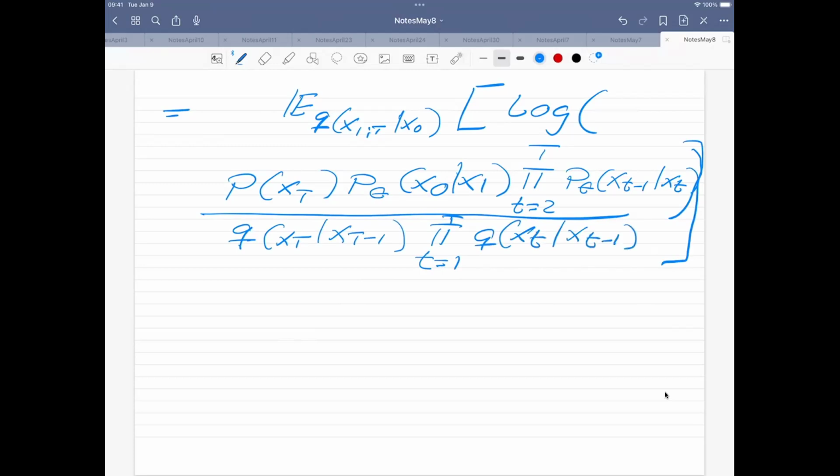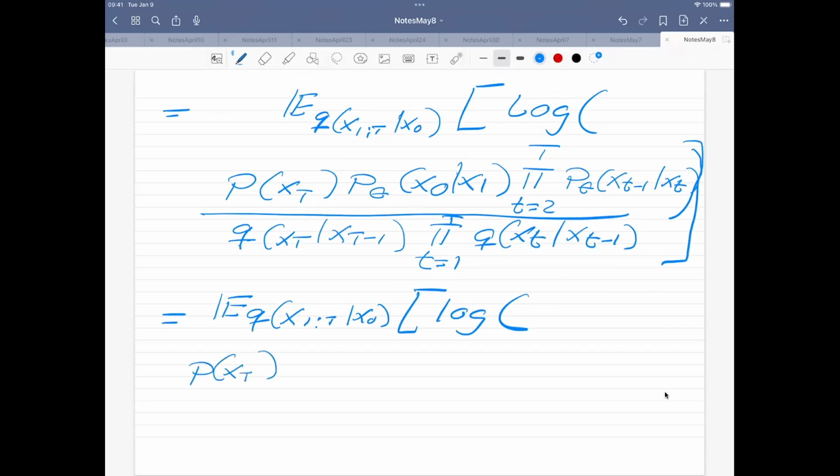Like this. Now I can rewrite this term again. So let me just rewrite it here. So it's E of Q of x1 to T of x0, and it has a log and parenthesis. And this is something which I can then rewrite as a P of xt multiplied with a P. Let me keep the parameters, as I said, of x1 here.